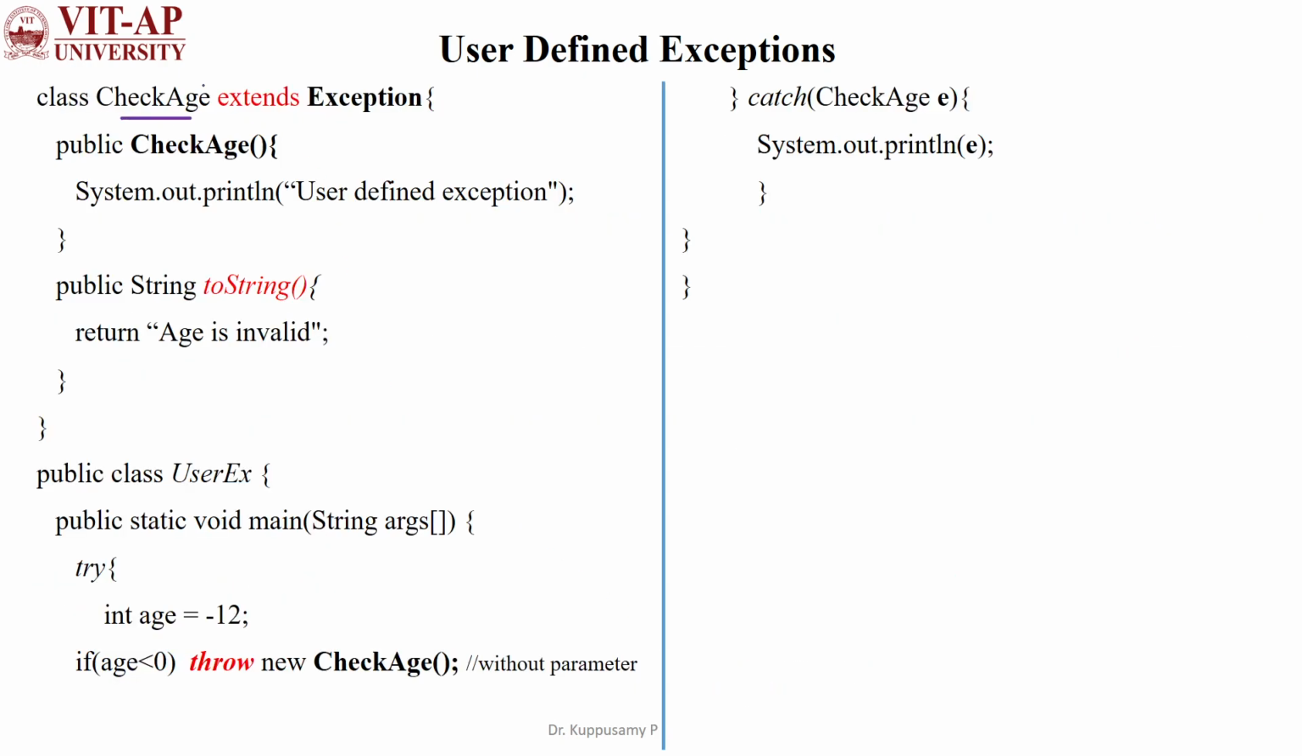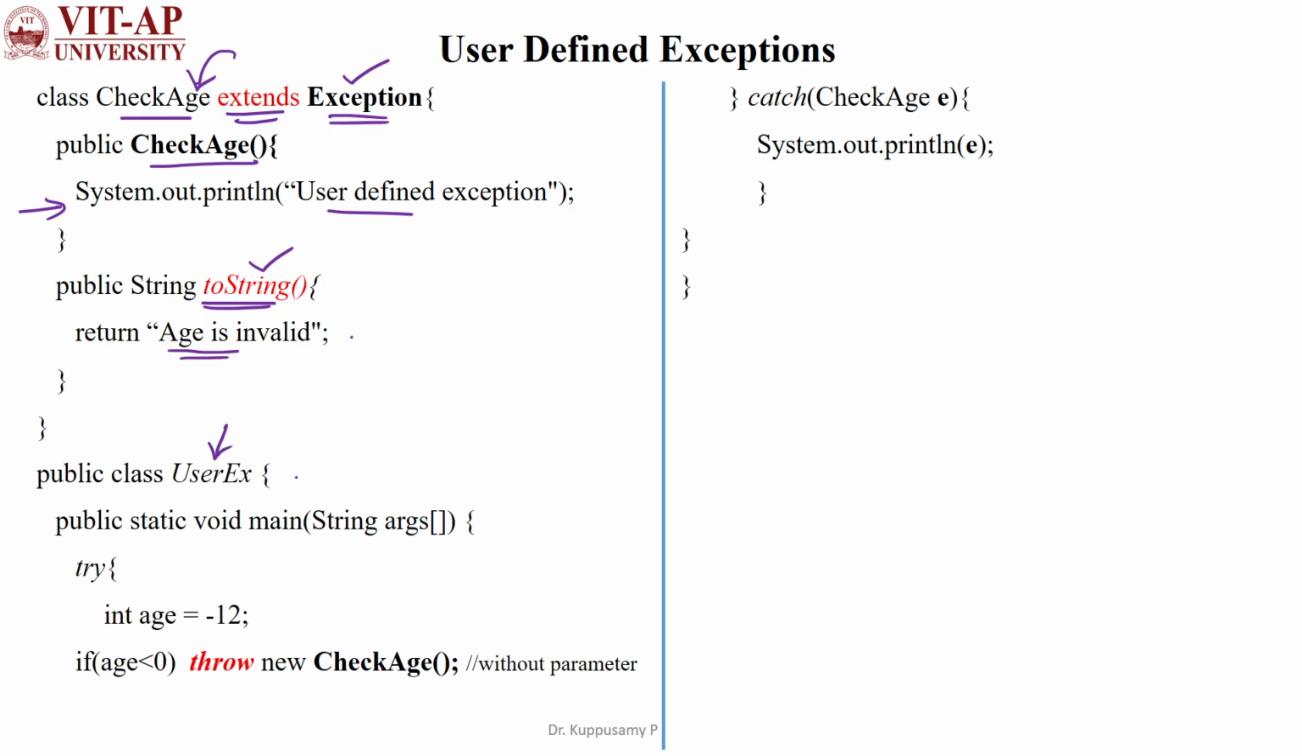CheckAge is the user defined class name, which is extending the parent class Exception, which is a built-in class in the Java API. Then here I am defining the constructor. The method name is similar to the class name, and I am giving a small notification to the user here. Then the second thing is I have to define the toString method. Inside that, I am returning the value "age is invalid".